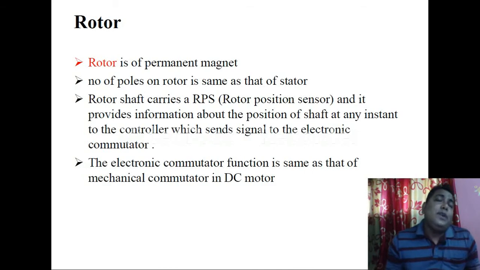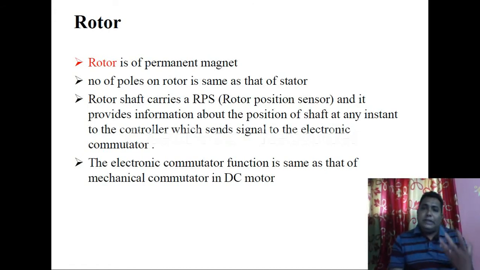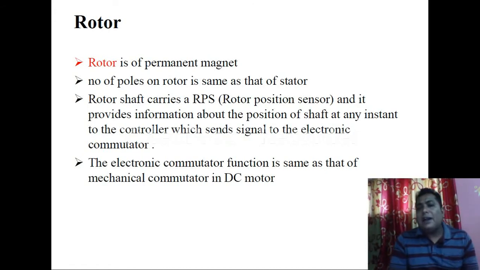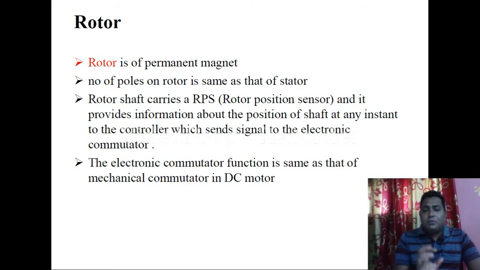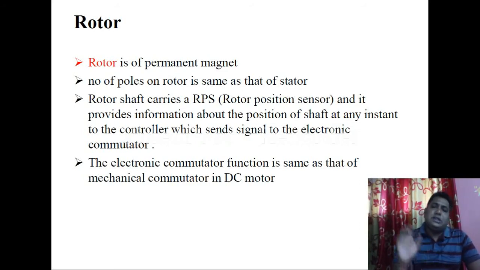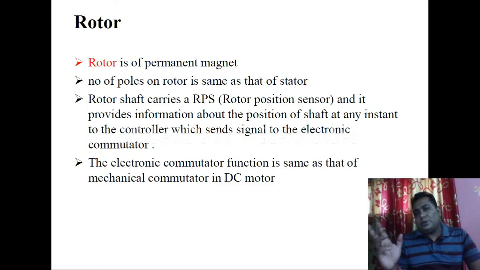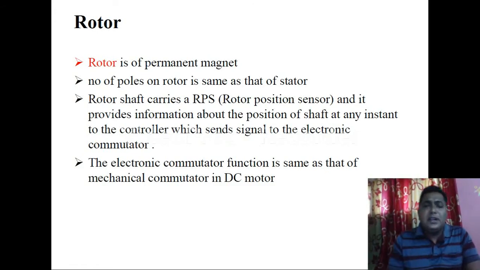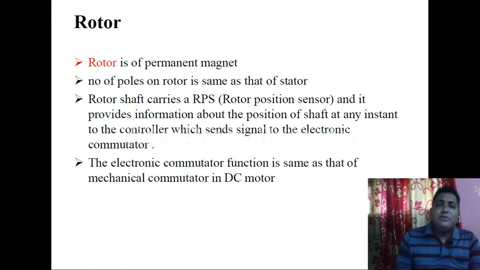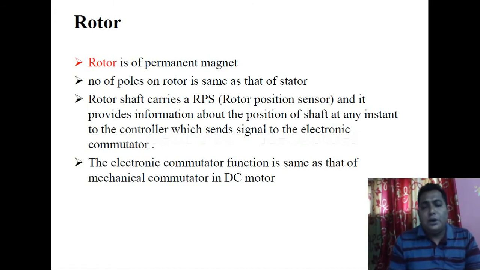Over the rotor shaft, we have a sensor device, that is the RPS. Now that sensor device is rotating, and it is just giving us information about the location or the position. So where is this shaft location, so that the commutation can be done properly. This shaft location and commutation is a synchronized process, so you have to synchronize them so that we should have proper output from that system.